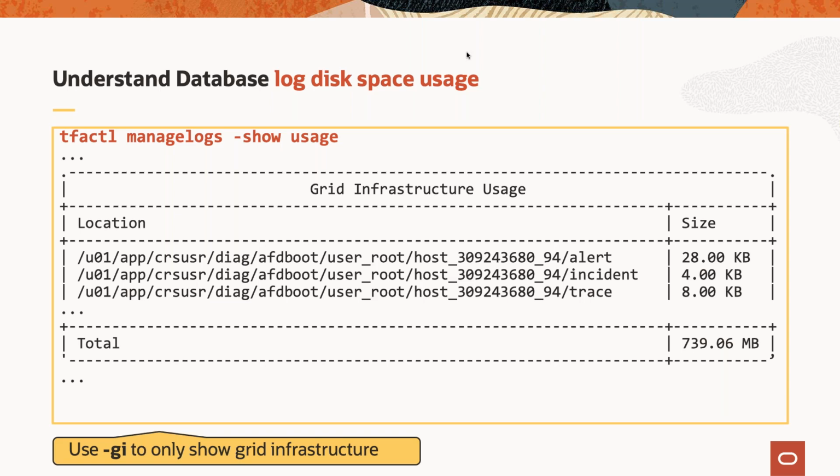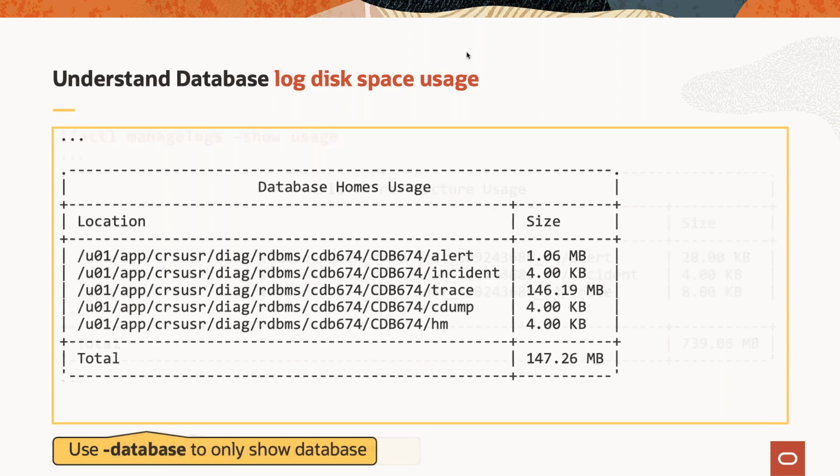usage. It comes back in less than a second, and it tells you how much space you're consuming. On the contrary, if you run du -sk or du -sm, it takes forever. This is a fast way to find out how much you are consuming. You can specify -gi to only show you grid infrastructure, -database to only show you database stuff.